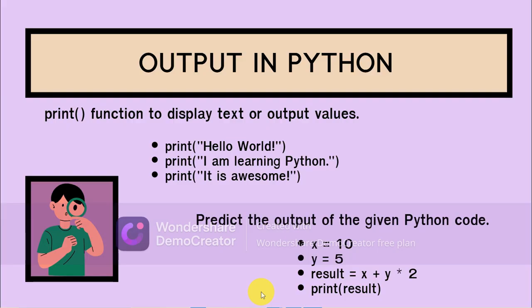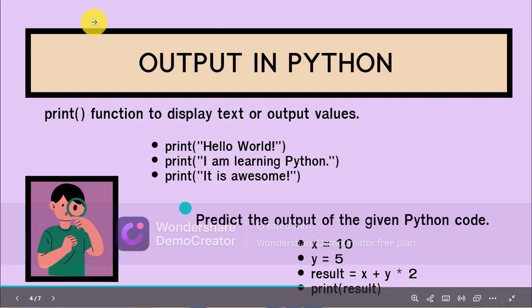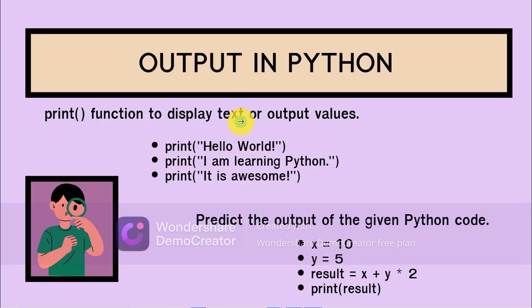So the next will be the output in Python. As we all know, we use the print keyword to get the output in the Python language. So that's written here, print function. Print function displays text or output values. There are a few examples given over here. The first one we have already done. Second is print I am learning Python.